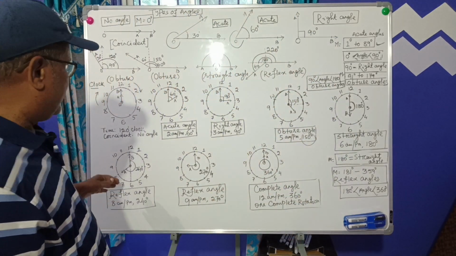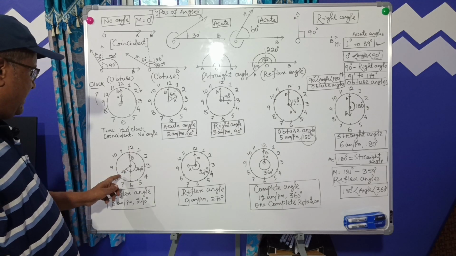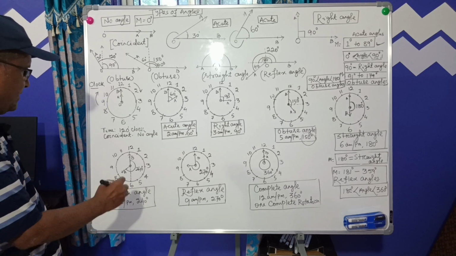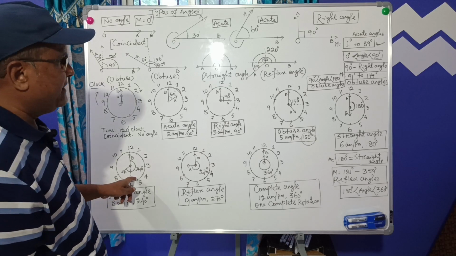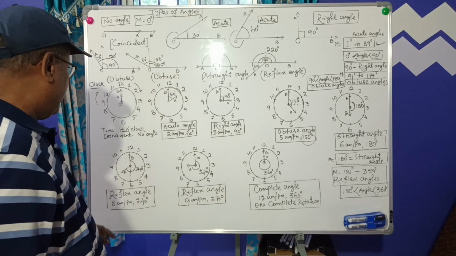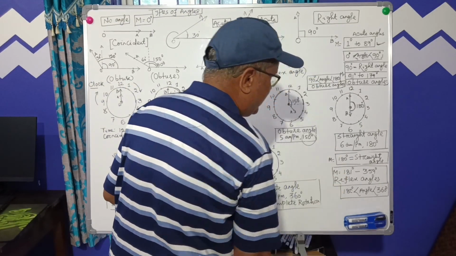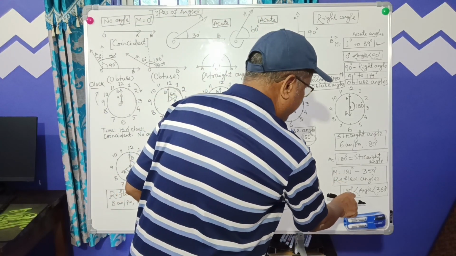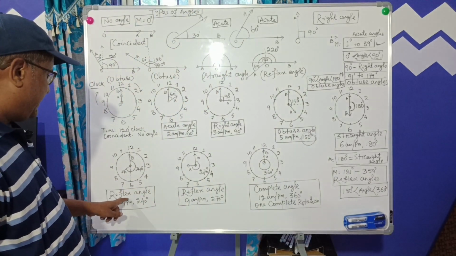Then come to another example. So we have taken the time 8 o'clock. At 8 o'clock, you see the measure of the angle is 240 degrees. So you see here it is a straight angle, but here it is 240 degrees. And come to our example here, 240 degrees is greater than 180 and less than 360. So it is an example of a reflex angle.